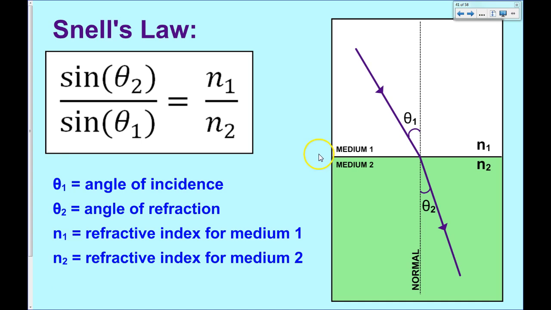So here are your definitions for all the variables in here. Theta 1 is the angle of incidence, theta 2 is the angle of refraction. This is the refractive index for this medium.